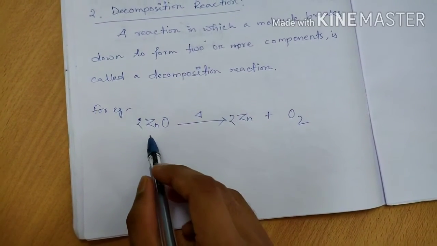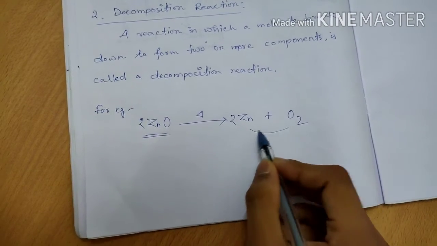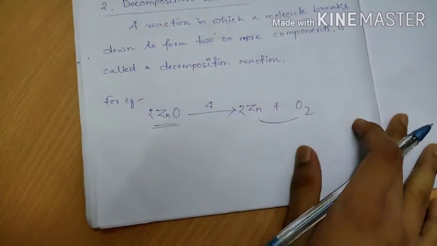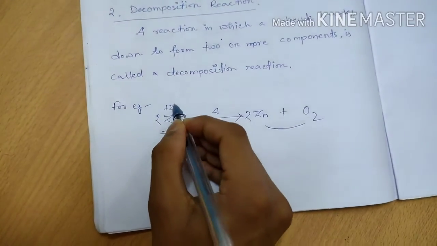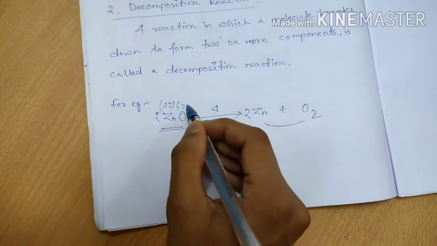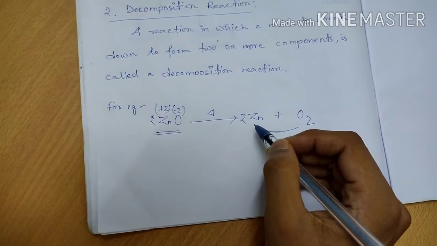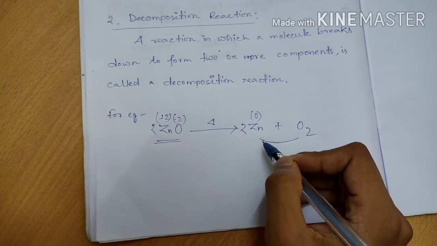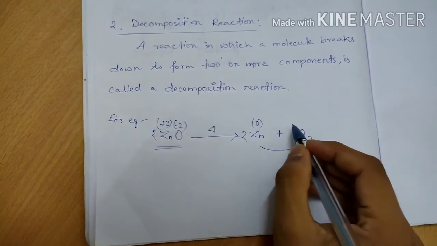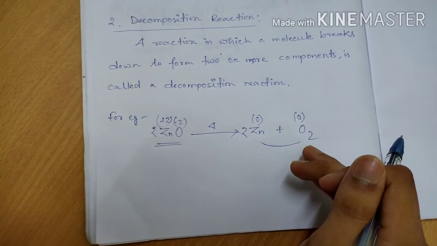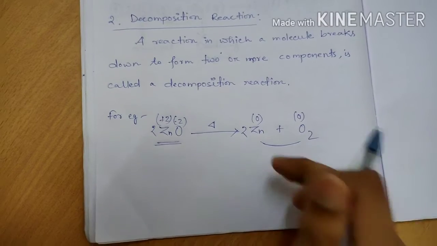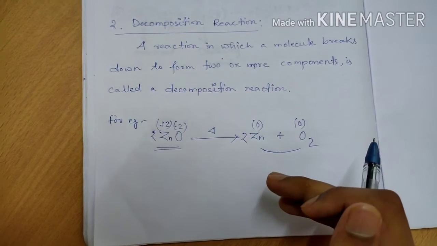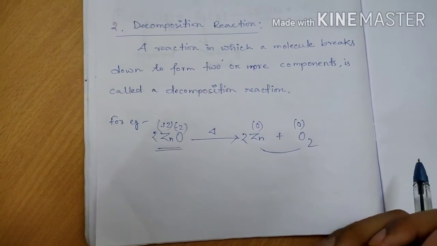So you see here, this one molecule breaks down into two components. That's why this reaction is a decomposition reaction. Again you see here, the oxidation number of zinc is +2 and the oxidation number of oxygen is -2, and on the right side, that is in the product form, the oxidation number of zinc is 0 because it is in free state, and the oxidation number of O2 is also 0 because it is a homoatomic molecule. If you don't know about oxidation number and how to calculate it, then please watch my previous video. We have discussed oxidation number in that video.